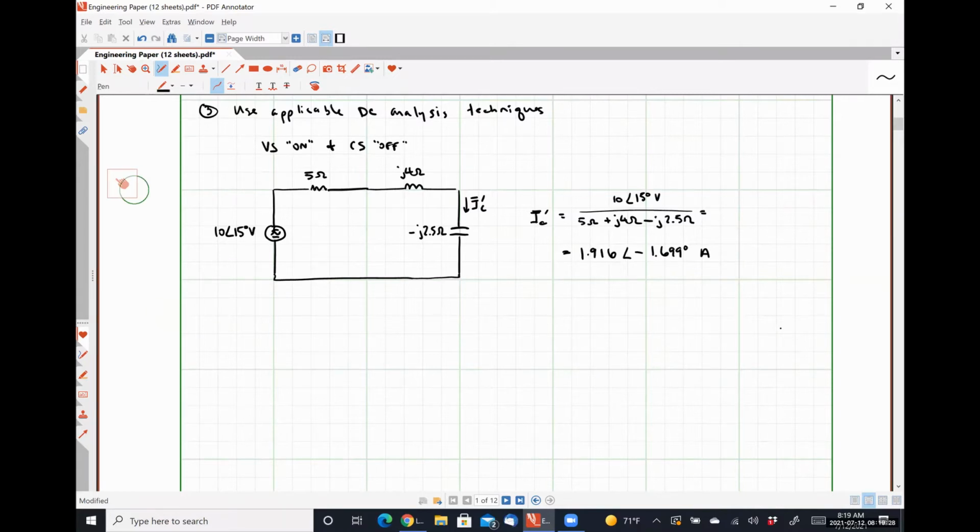So before we move on, any questions regarding this circuit analysis or the answer I got? Hopefully applying Ohm's law at this stage in your electrical engineering careers is fairly straightforward.